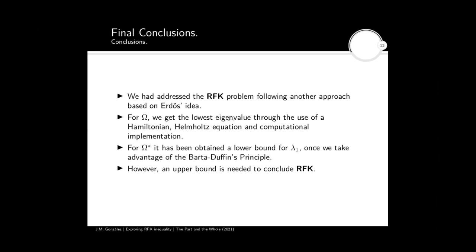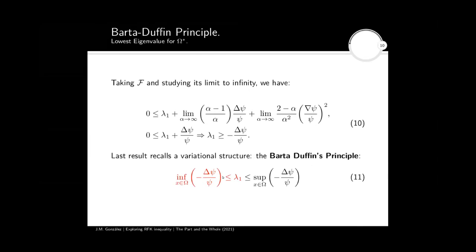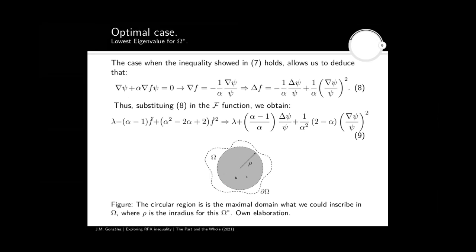For omega, we get the lowest eigenvalue through the use of a Hamiltonian Helmholtz equation and computational implementation, due to the singularity which appears in the radial terms in the inverse powers. For omega star, it has been obtained a lower bound for the lowest eigenvalue once we take advantage of the Barta-Duffin principle, but there is incomplete work because, however, an upper bound is needed to compute Rayleigh-Faber-Krahn. I mean, with this result, we can only bound this part of the region, but now we have to find a good function in order to describe this region and try to bound here and over here, and find a bound which would be more precise than what I found.